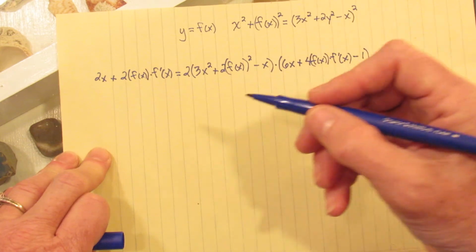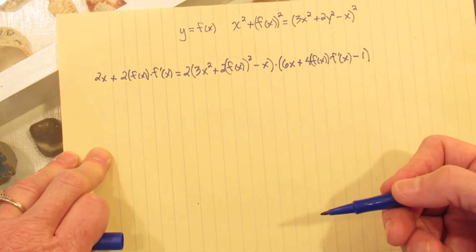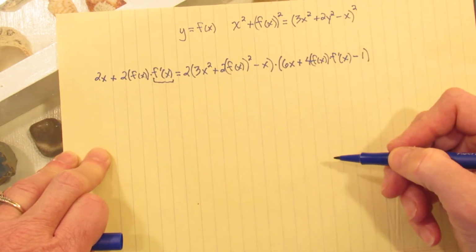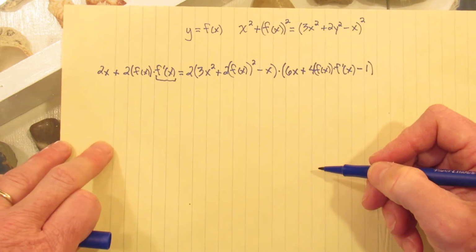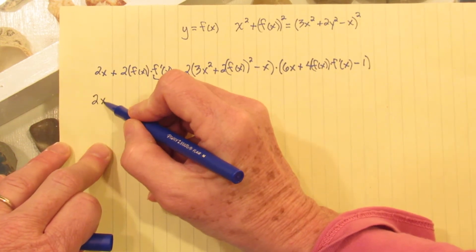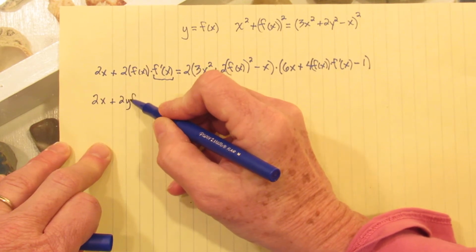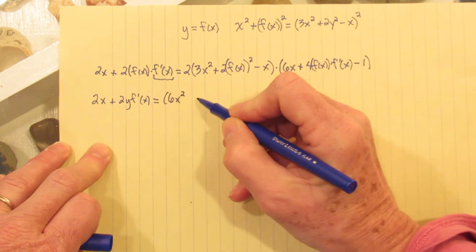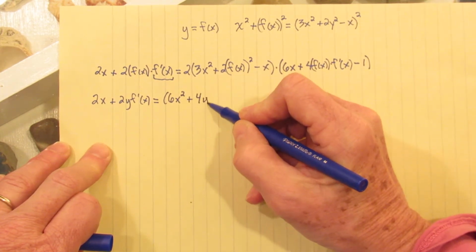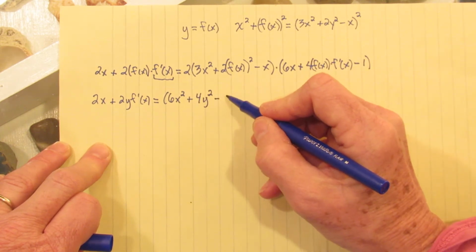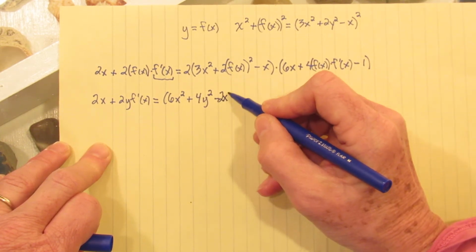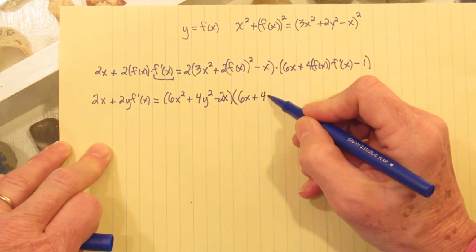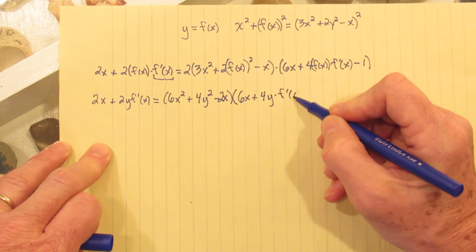At this point, I think I will go back and replace the f of x's with the letter y because it'll look cleaner, but I'm going to leave f prime of x written as f prime because that's what we're trying to solve for, okay? So I get 2x plus 2y f prime of x equals 6x squared plus 4y squared minus 2x, and then I'm not doing anything to this term at the moment except for the f of x I will rewrite as y.